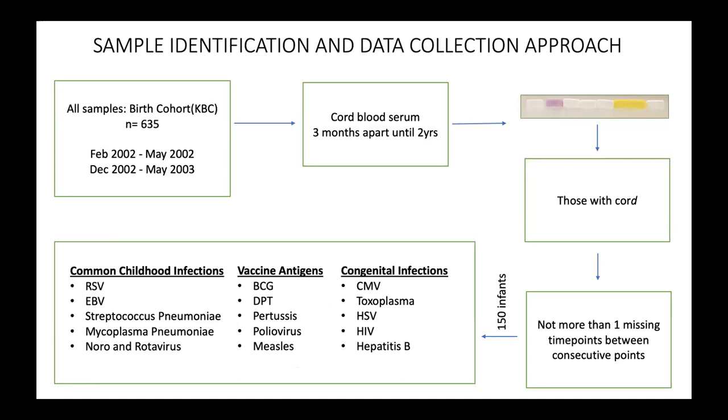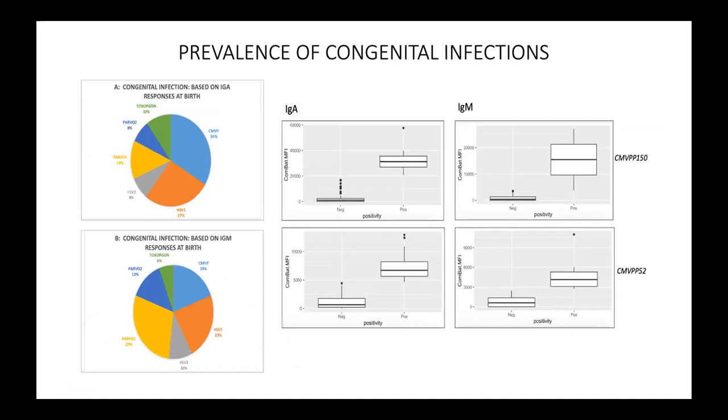Generally, in the results, we observed that these congenital infections are really present in this population, the highest of them being CMV and HSV. And then as a confirmation, I plotted these graphs to show that the infants that had been classified as positive for these congenital infections actually had higher antibody responses to those pathogens. Here I'm using CMV as just a model pathogen, but every other antigen looks like that.